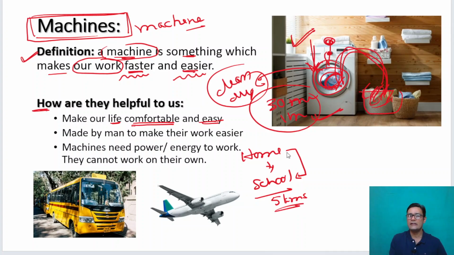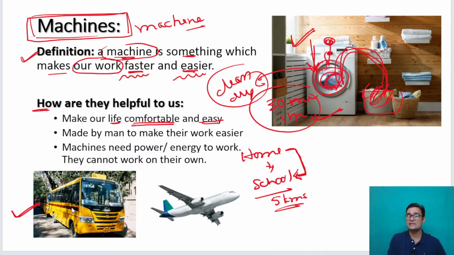How long will it take for you to walk from home to school? It is going to take maybe 1 hour, maybe half an hour. It is going to take a long time. Your legs will start paining.